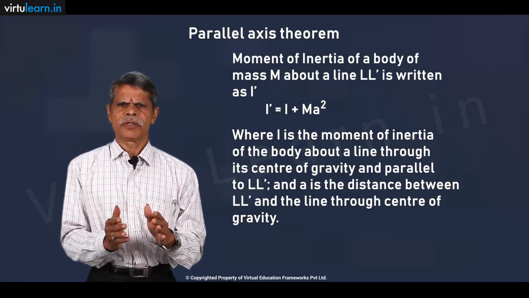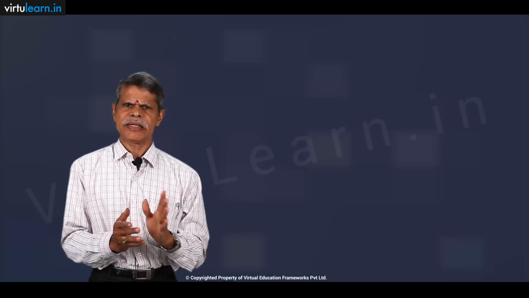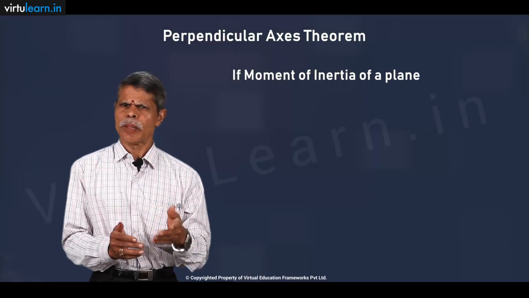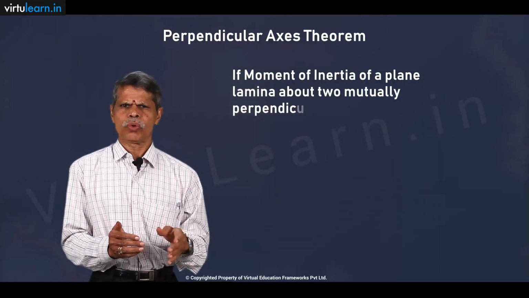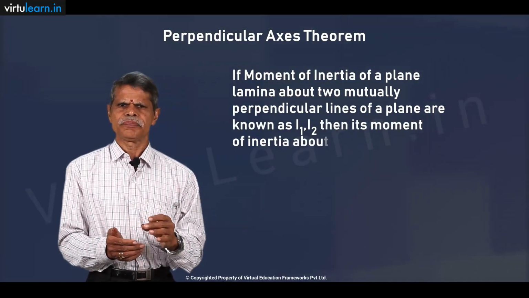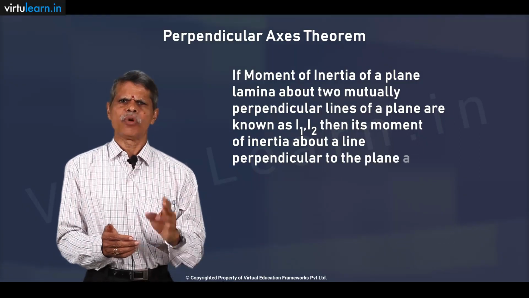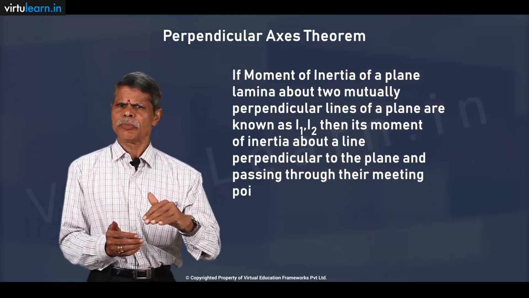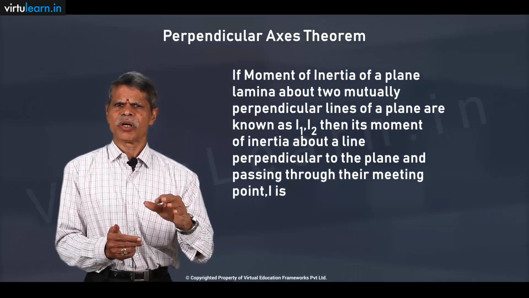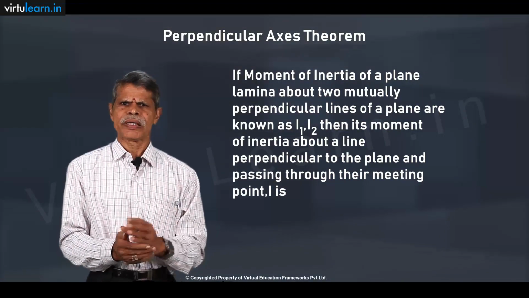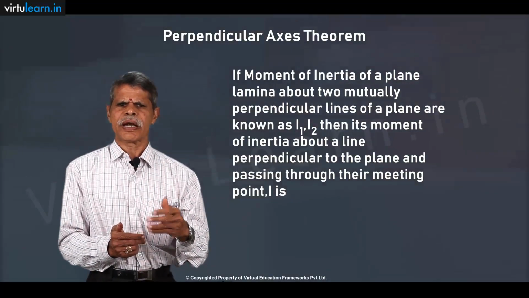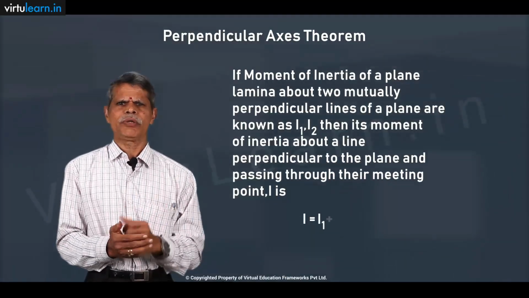Let us then recollect what is the perpendicular axis theorem. Suppose the moment of inertia about two perpendicular lines is known. Let us denote them by I1, I2. Then the moment of inertia about a line perpendicular to the plane and passing through the point of intersection of the earlier two lines, if you denote it by I, then you can write I is equal to I1 plus I2.